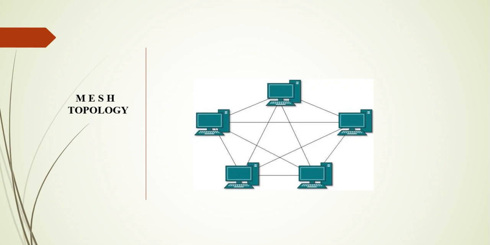Meshing multiple paths improves network resiliency. However, more space is needed for dedicated links and it involves high cost.